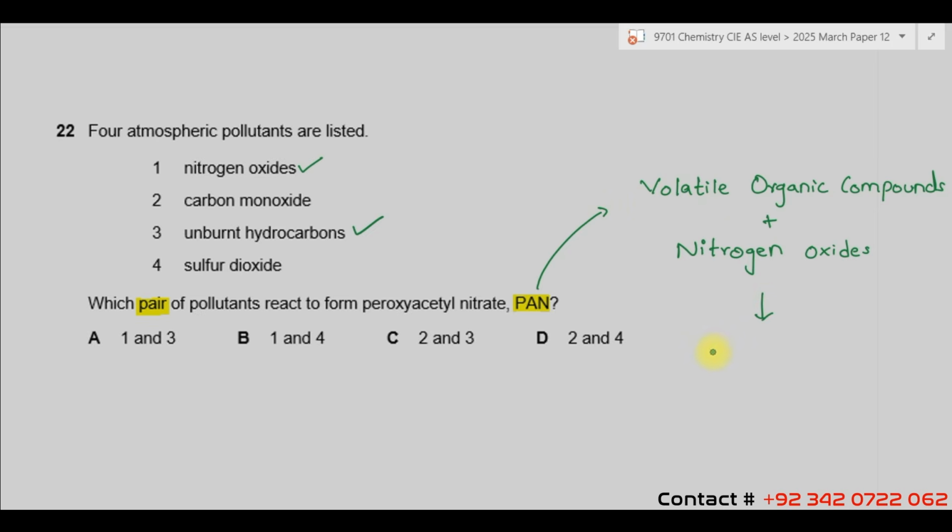Together they make peroxyacetyl nitrate, the formula for which is CH3CO3NO2. Structure can be like this: CH3, C double bond O, O, O, NO2. So 1 and 3 is the correct option, which is part A.